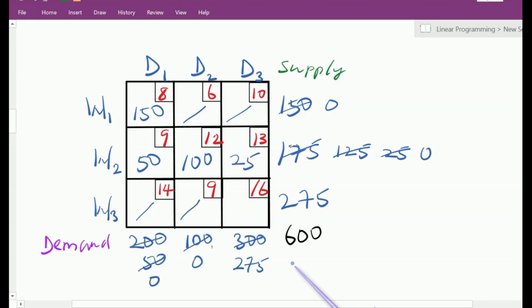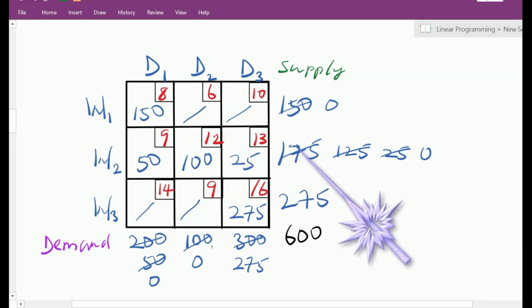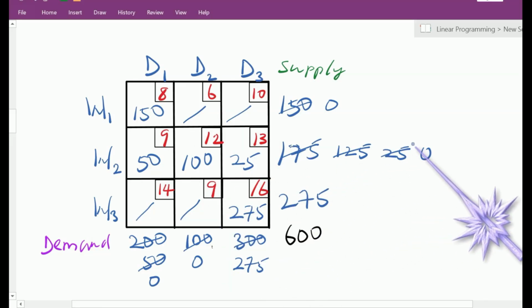275, okay. Now, what is left here? The demand is 275. The supply is 275. So that means we are not... That is 275. That is all. So with this, we have finished the first allocation.